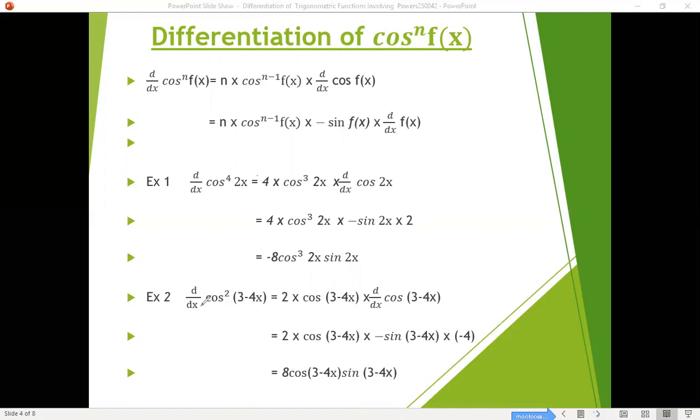Next example, derivative of cos squared of bracket 3 minus 4x. So bring the 2 down, subtract 1 from 2, which is 1, multiply by the derivative of the cosine function, which is cos 3 minus 4x. So here you have 2 multiplied by cos of bracket 3 minus 4x. The derivative of the cos function is minus sine of the function, multiplied by the derivative of the function, which is minus 4. So the final answer, minus times minus is plus, it's 8 cos of bracket 3 minus 4x sine 3 minus 4x.